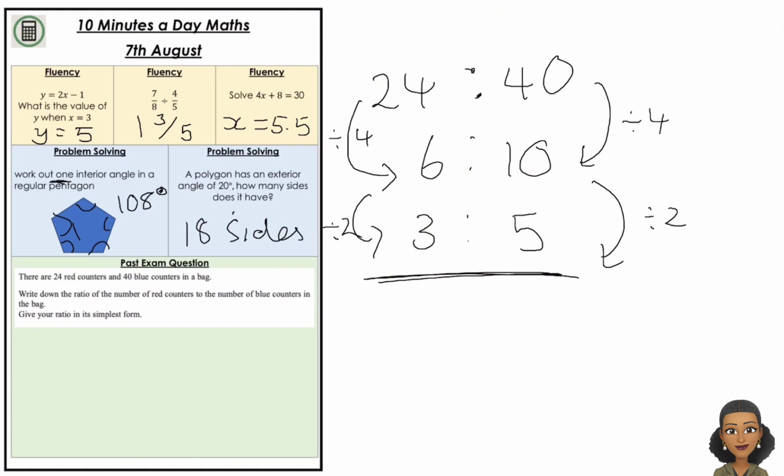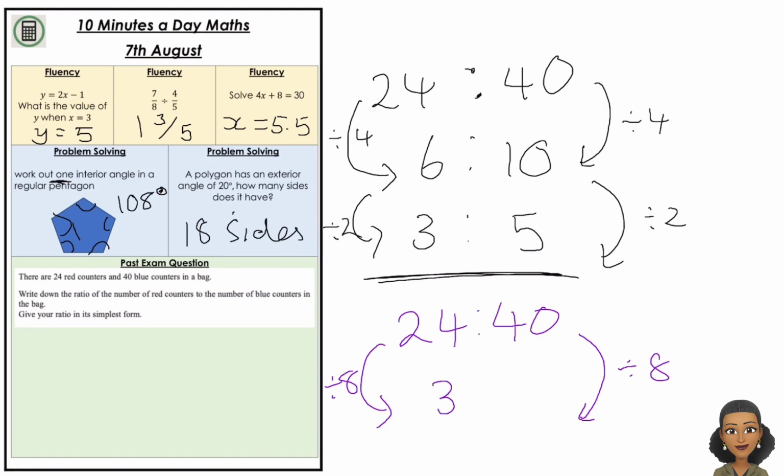Now there was another way that you could have got there quicker, and you could have done this. So we have the 24 to 40, and instead of me choosing 4, I could have gone, hang on, 8 goes into it as well, and we call that the highest common factor. So if you're able to find the highest common factor, you will only have to do it once. So 24 divided by 8, 8, 16, 24, that's your 3 times. 40 divided by 8 is 5.